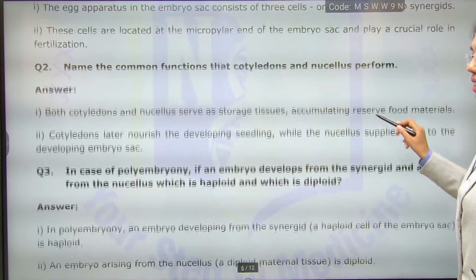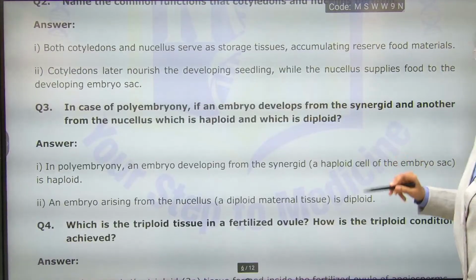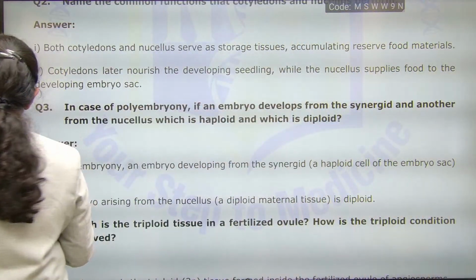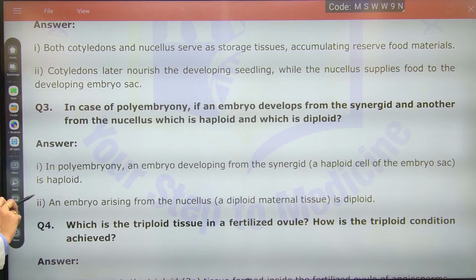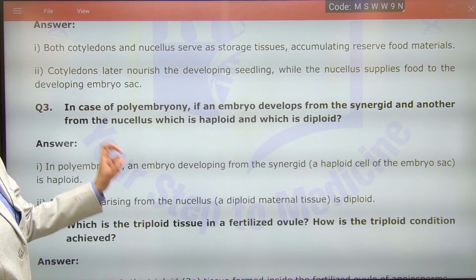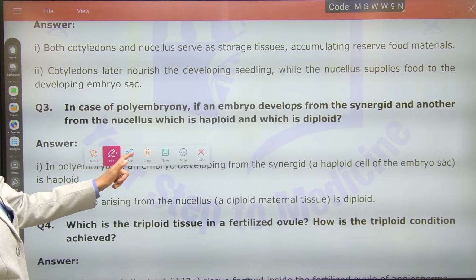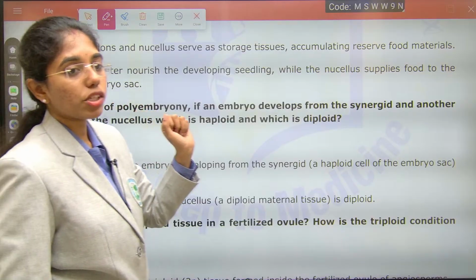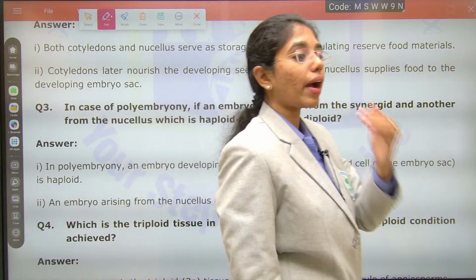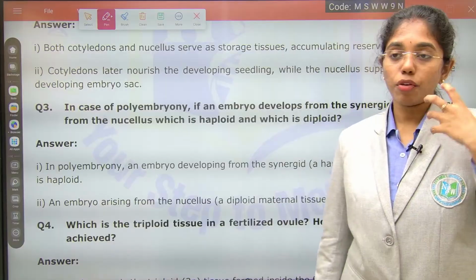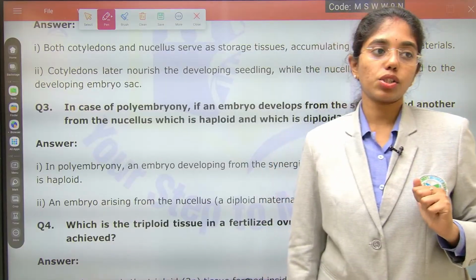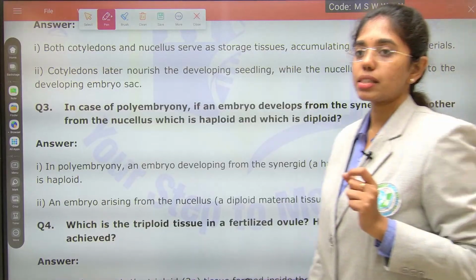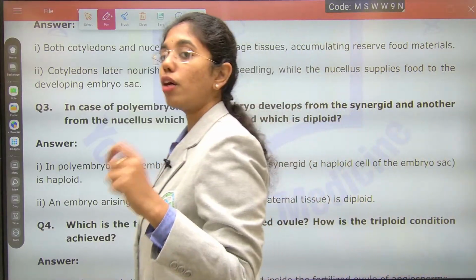Cotyledons are addressed as embryonic leaves during the time of seed germination, and nucellus is also the storehouse of nutrition, where the storage food is present inside the nucellus cells, which helps the cell during the embryo sac formation, and nucellus will also provide the nutrition during the time of fertilization and post fertilization events also. So both cotyledons and nucellus cells are common in the function of nourishment.